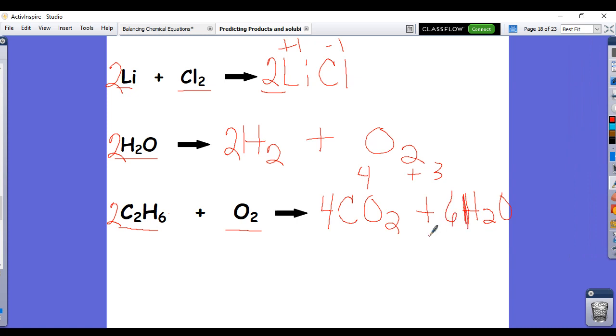All right. So now we're going to recount our oxygens. 4 times 2 is 8 oxygens. So now we have 8 with the carbon dioxide, 6 and 1 oxygen. So that changes to a 6, which gives us 14. Well, now we can put a 7 here. So 7 times 2 is 14. So there's your balanced combustion reaction.